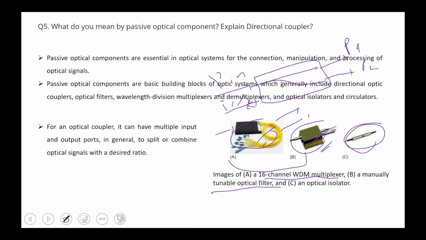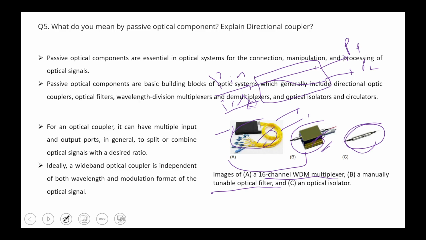So an optical coupler can have multiple input and output ports. In general, it splits or combines the optical signal with the desired ratio. So the 2 into 2 coupler that Manish asked about, and before that we have the 2 into 2 coupler and the 4 into 4 coupler. To design the 4 into 4 coupler, we use the 2 into 2 coupler, and then we split the ratio into 60 into 40 or 20 into 20, whatever you want. You can take it through that coupler and divide it.